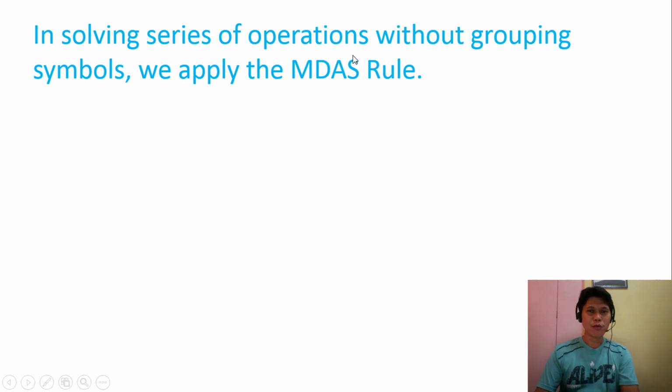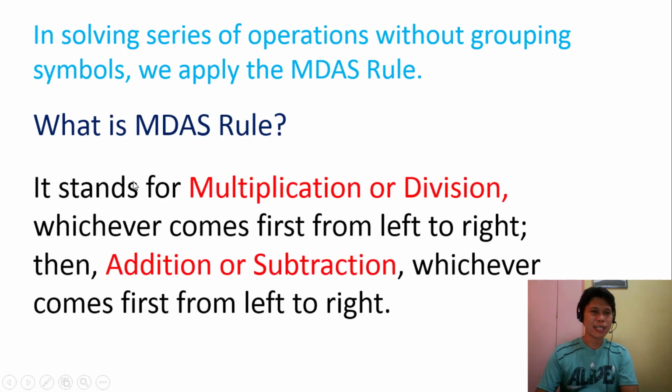In solving a series of operations without grouping symbols, we apply the MDAS rule. So what is the MDAS rule? It stands for multiplication or division, whichever comes first from left to right. Then addition or subtraction, whichever comes first from left to right. So it is multiplication or division. Remember, it is not multiplication, then division. It is "or," whichever comes first. Then addition or subtraction, whichever comes first.